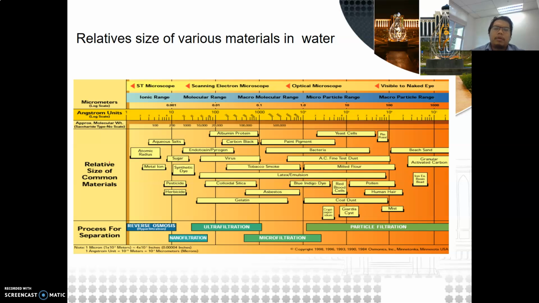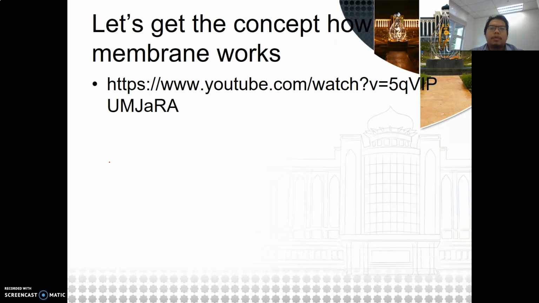There are a few videos on YouTube that I put in my slide, so you can refer to them to see how all these materials are separated in water treatment. Here you can see the concept of how the membrane works. You can refer to this YouTube link.